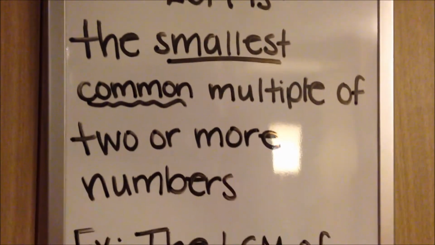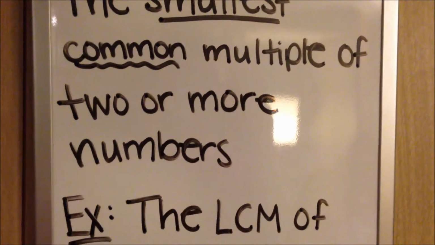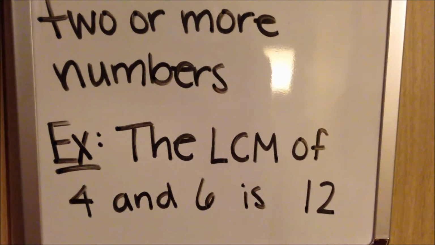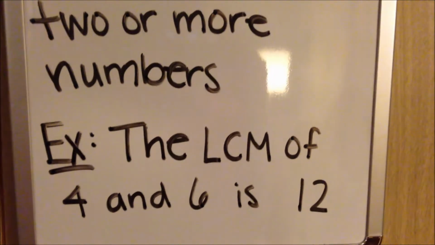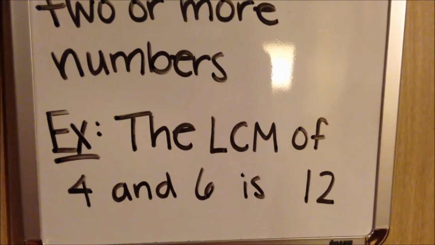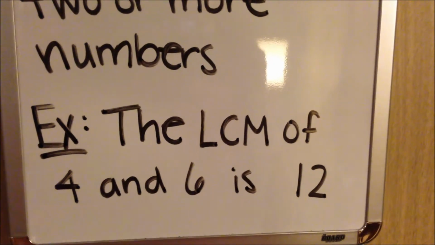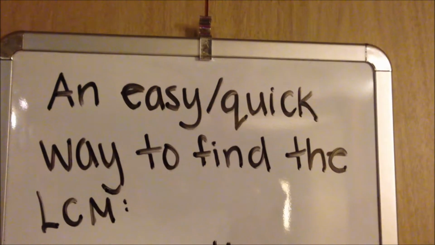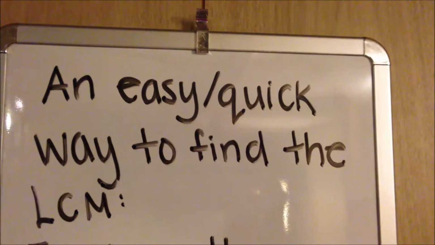So let's try an example. Let's find the LCM of the numbers 4 and 6. The answer is 12, because if you do multiples of 4, you're going to get 4 times 1, which is 4, times 2 is 8, times 3 is 12, and then if you look at 6, we have 6 times 1 is 6, times 2 is 12. They are common multiples. Here's my trick to find the LCM in an easy, quick way.